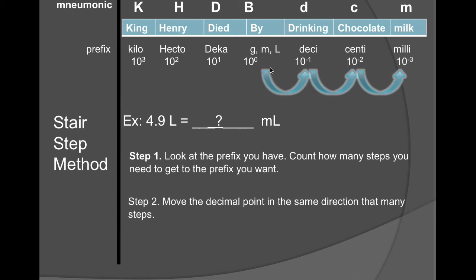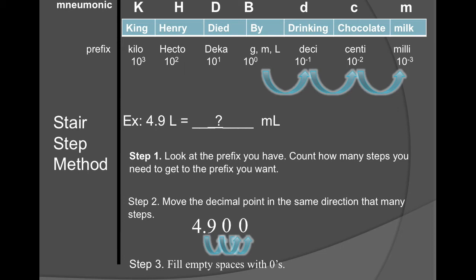Step 2, you want to move the decimal point in the same direction that many steps. So remember, we moved 3 spaces to the right. So you're going to take your number, take the decimal point, and move the decimal point 1, 2, and 3. Step 3 says to fill the empty spaces with zeros. Remember that your decimal point moved 3 spaces. And so now your new answer is that 4.9 liters is equivalent to 4,900 milliliters.